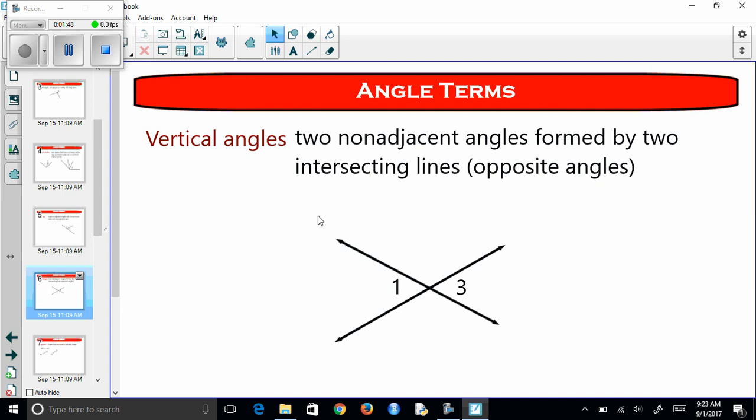Now, vertical angles. Vertical angles, if we have two lines that are crossing, they're the angles that are across from each other. The definition is two non-adjacent angles formed by two intersecting lines.